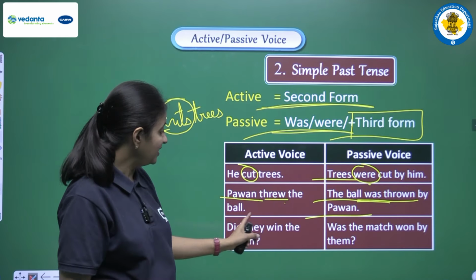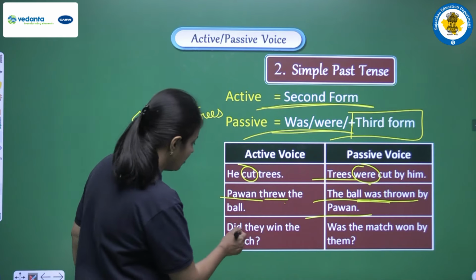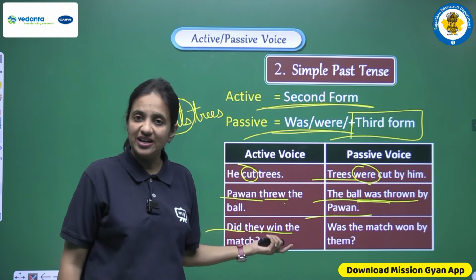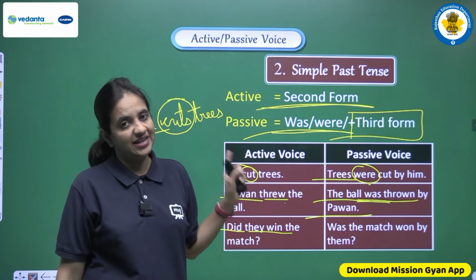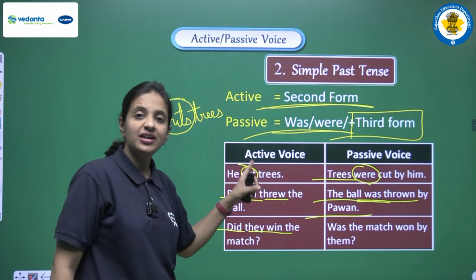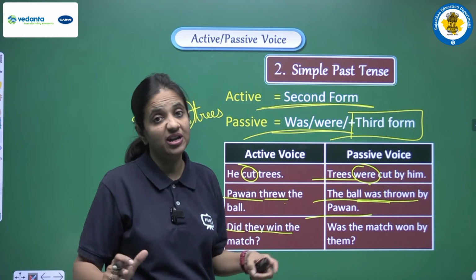Next is, did they win the match? So this is interrogative sentence. Now we are having did plus first form. So it is clear that this is past simple tense because did is the helping verb that is used in past simple tense, right? Now interrogative sentence we are having in active voice. It means that in passive voice also we have to make interrogative structure.